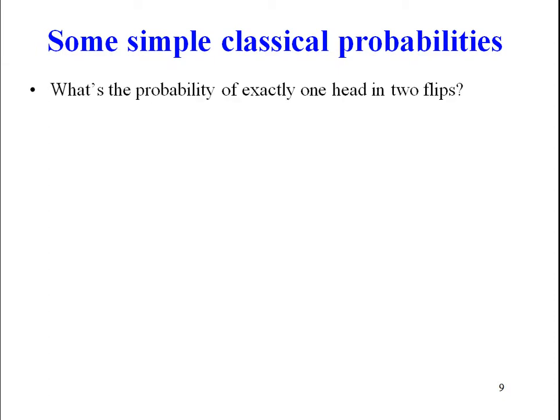What's the probability of exactly one head in 2 flips of a coin? Well, the sample space was that. Exactly one head: there's this way or this way, so there's 2 ways it can happen out of 4. So probability is 2 over 4, or 0.5.